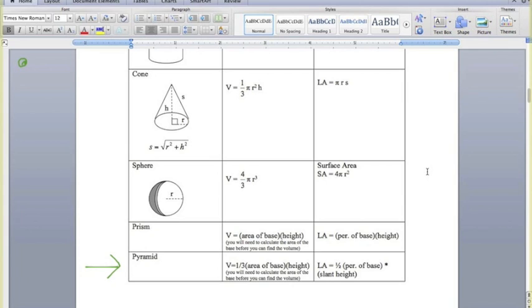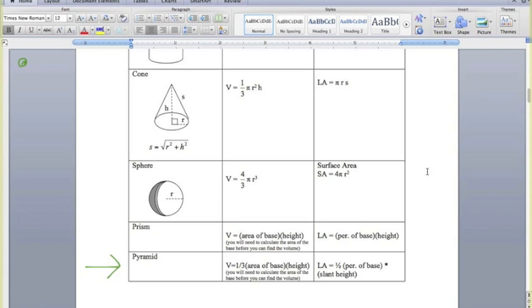So in the last lesson, we talked about a prism. In a prism, we have a shape on the bottom, the exact same shape on the top, and the figure stands straight up. In a pyramid, we have a shape on the bottom, and then instead of having a shape on the top, we just have a point. And that point should be exactly in the center of the figure.